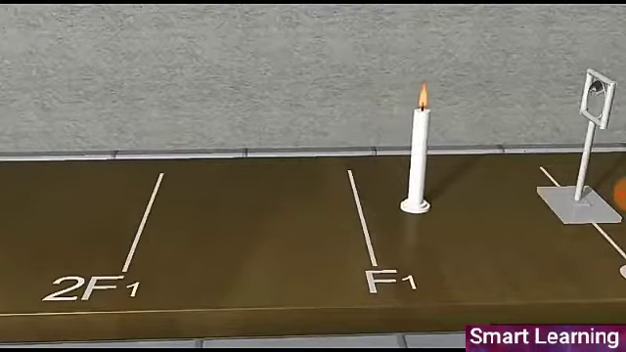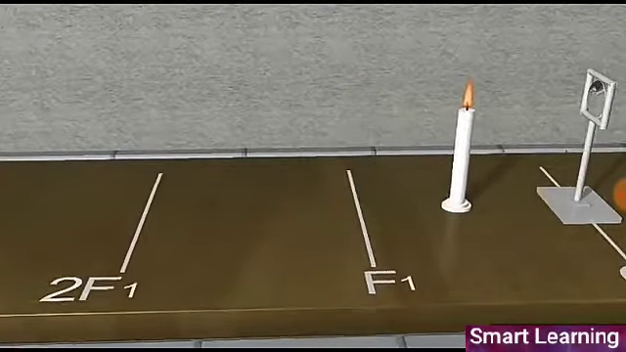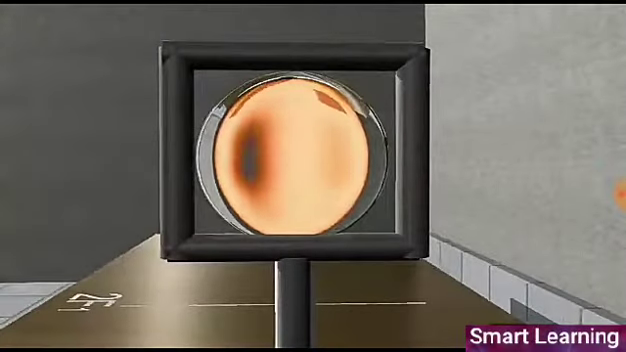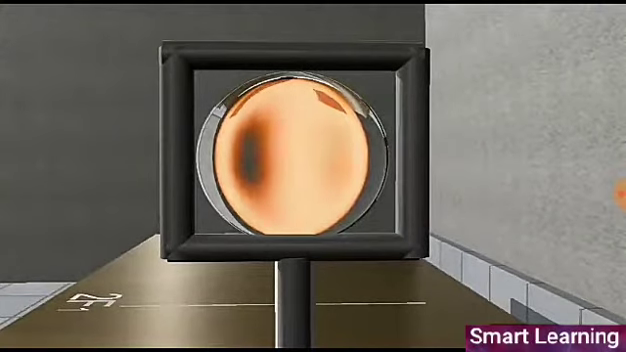Now place the candle between focus f1 and optical center O. Now the image is formed beyond f1 on the same side of the lens as the object and is enlarged, virtual and erect.